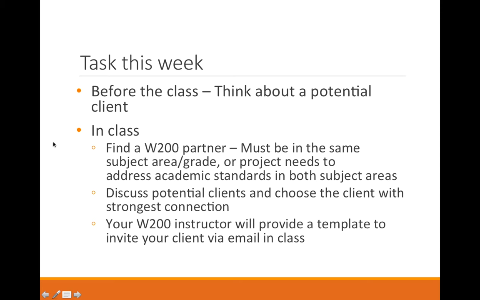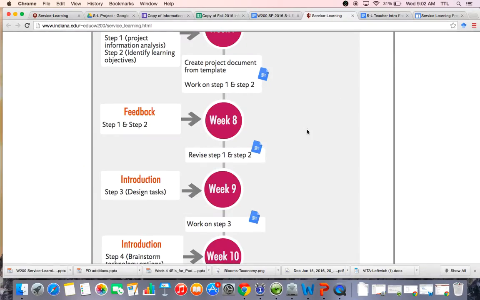So what you'll be focused on this week is thinking about a potential client, and in class you'll find a partner. It has to be someone that's in the same subject area. So secondary math people, you can't be with early childhood. You have to find people that are in your area. Discuss clients, and again, pick the person that's going to have the strongest connection or the person that will email you back as quickly as possible. And then we're going to provide you with a template. I'm going to show you that template now.